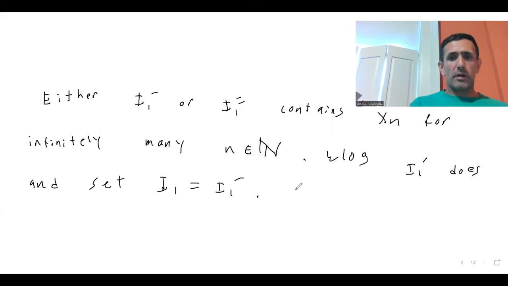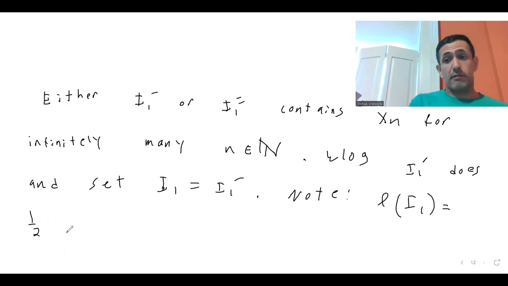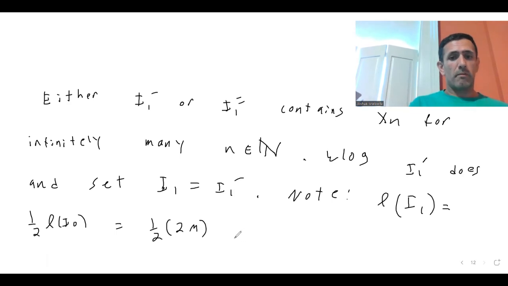So what does matter is the following. The length, L for the length of I1, is 1/2 of I0, either the left half or the right half, and that is 2m minus m over 2^n. Obviously, I0 is larger than I1, and I1 is a closed interval.